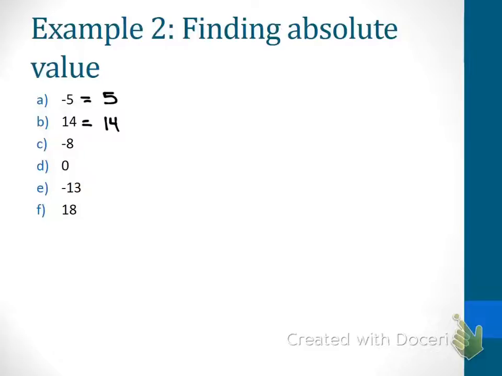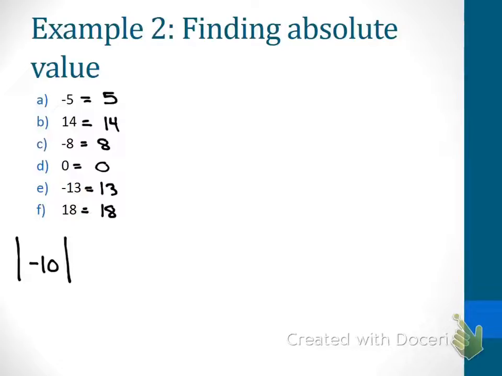Go ahead and do C through F. Negative 8 would be just 8. 0 is 0. Negative 13 is 13. And 18 is 18. In a problem, we'll see this in the last example, but I want to introduce it now: absolute value is written with what we call absolute value bars. Whenever you see these bars on either side of a number, that means you're taking the absolute value of that number. You have to do that before you evaluate any other part of the expression.